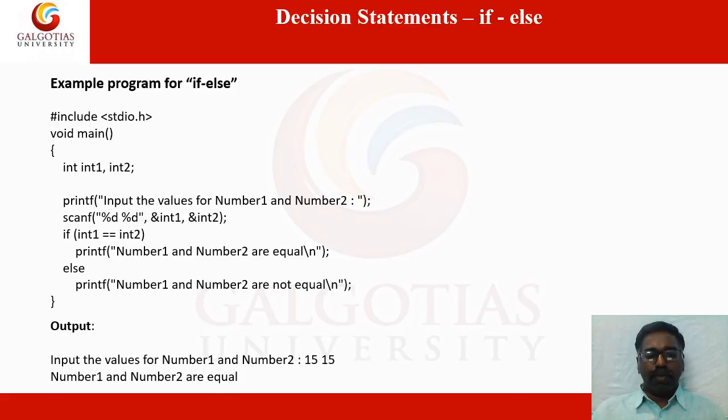And according to our output, you can see the input number is 15 and the other number is 15, so that both numbers are equal. The output is number 1 and number 2 are equal.